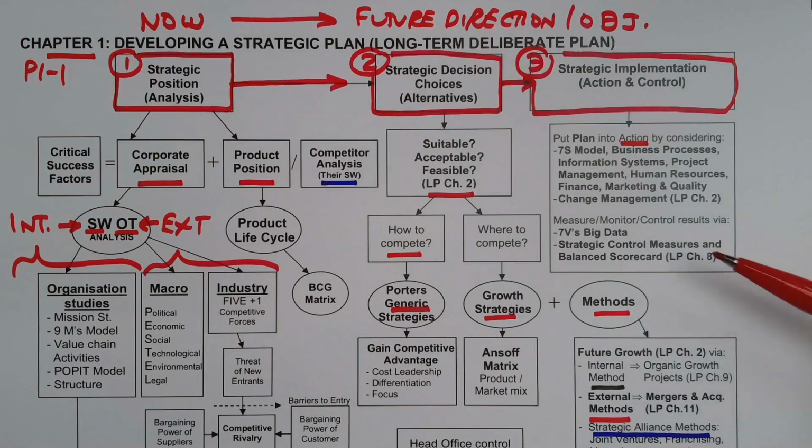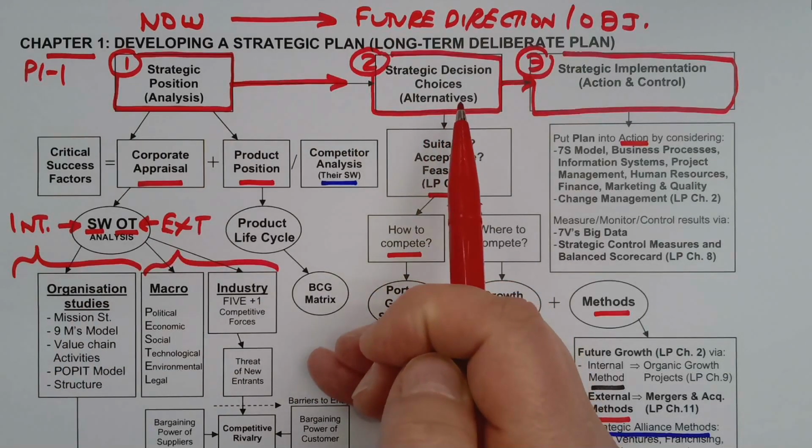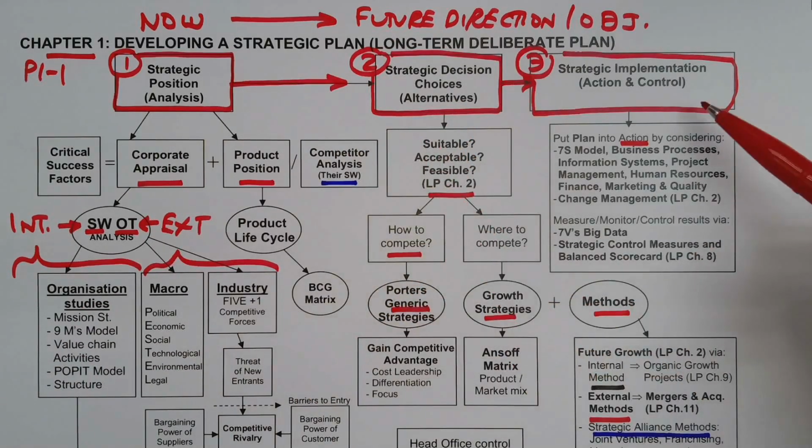Then a little bit later on, how we measure and monitor. Once we've implemented, we need data. We can gather that through the 7 V's. We need to start thinking about strategic control measures and balanced scorecard, looking at financial, non-financial results. That's covered later on in our chapter 8. So each of these areas, we need to understand how one relates to the other, but also selecting the correct model. Is it about direction? Is it about evaluating different choices? Or we made the choice, do we want to implement?